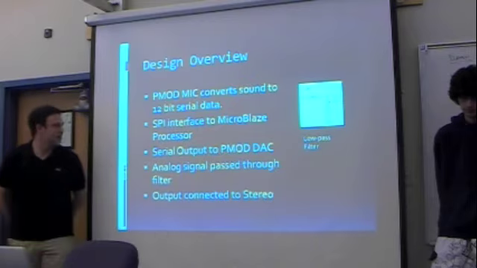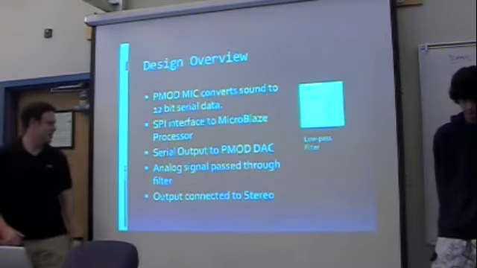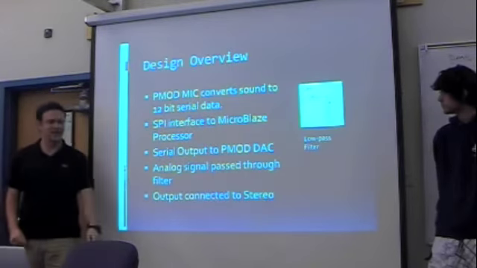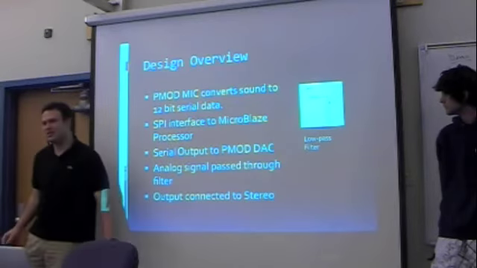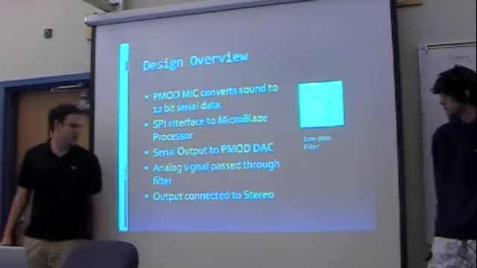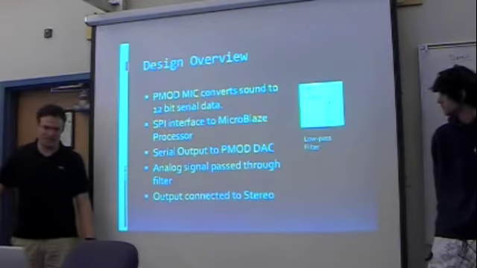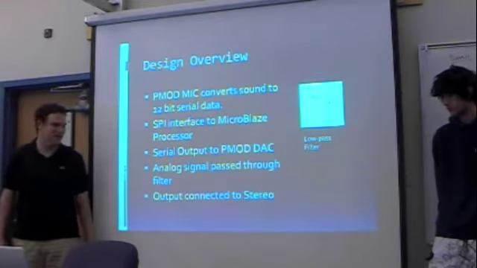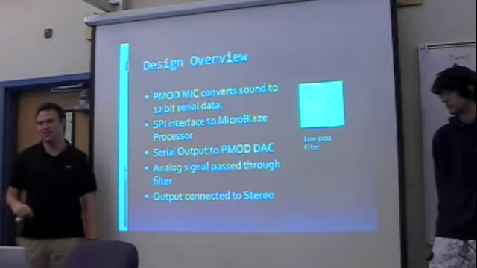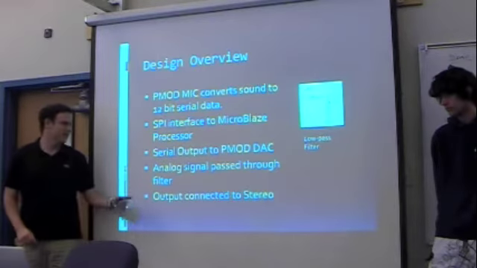We use the SPI interface to connect to it, and then we use the DAC to send the signal out. Then we ran it through an analog filter to clean it up, and then we output it to stereo. Then we also output it to an oscilloscope to see the difference between the unfiltered and the filtered.